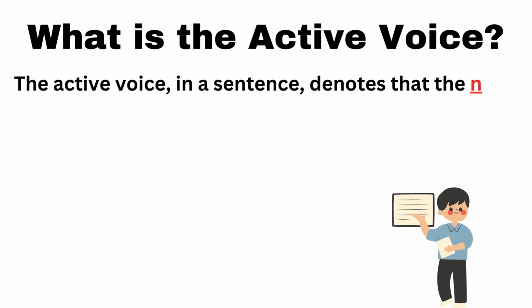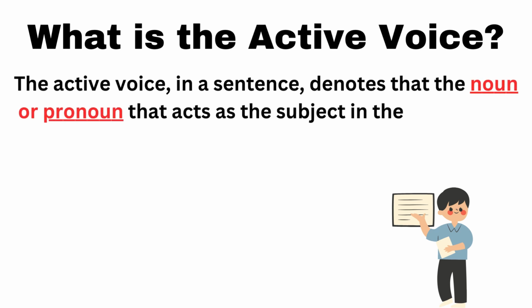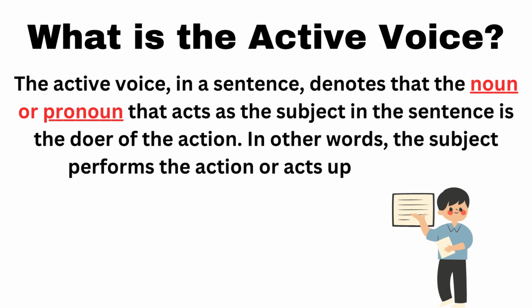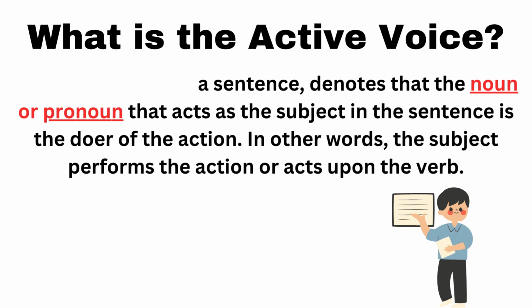The active voice, in a sentence, denotes that the noun or pronoun that acts as the subject in the sentence is the doer of the action. In other words, the subject performs the action or acts upon the verb.